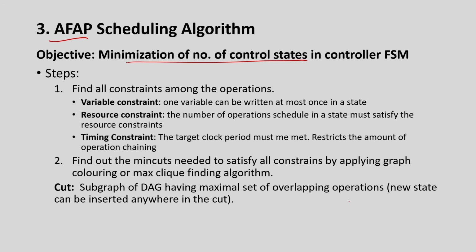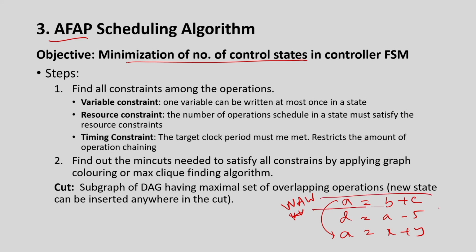The second reason, which is most important, is say for example, suppose you have an operation A equal to B plus C, and then you are doing D equal to A minus 5, and then again you are doing A equal to x plus y. Okay. So, basically this A gets redefined. So, there is a dependency, it is a write after write dependency. Okay. But that kind of thing is not captured in the sequence graph, and as a result if you schedule them in two different timestamps it is fine, but if you schedule them in the same timestamp it will create a problem.